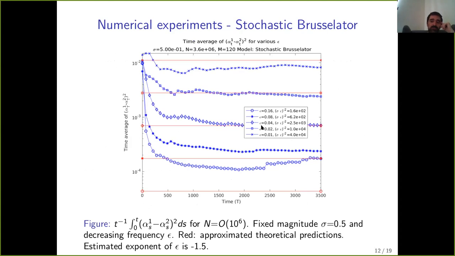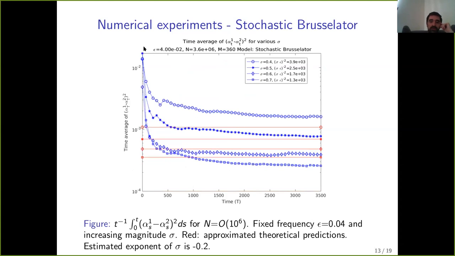We hope to have some more formal way to choose the parameters for a given model, in this case the oscillator. And here you see that approximately the red is the theoretical bound. Some values are better than others, and this is for a fixed sigma and for a varying epsilon. In this case, the estimated exponent is -1.5, it's not -2.